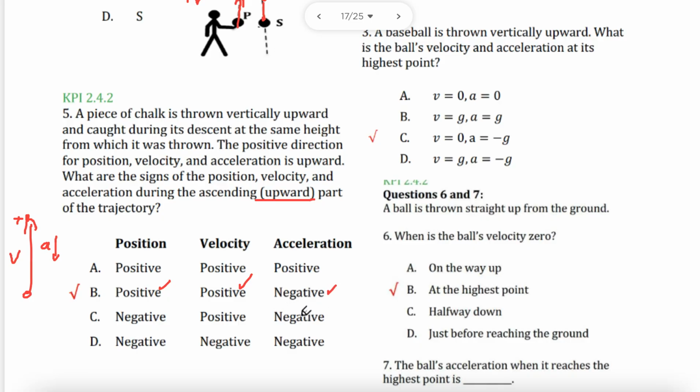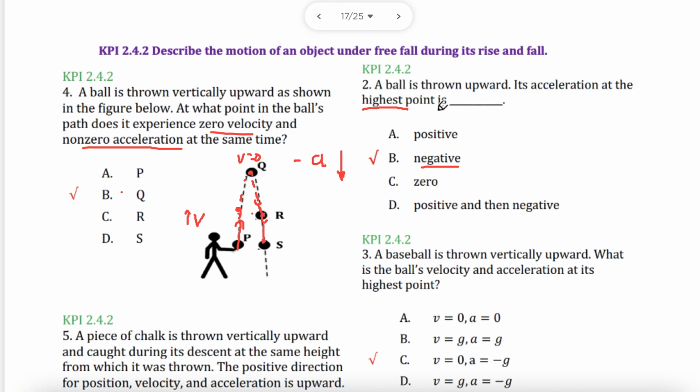Acceleration is always negative. It ruled out this one straight away because that said acceleration is positive. The position, it was not at the bottom, it went up. That's why this one is wrong. And over here, both of these are wrong. This one would have been fine. The best answer is A. Upwards, positive position, positive velocity, and negative acceleration. Okay, so done that one.